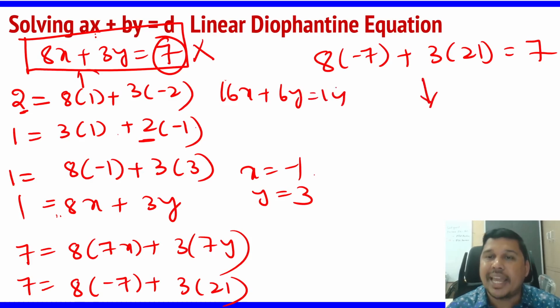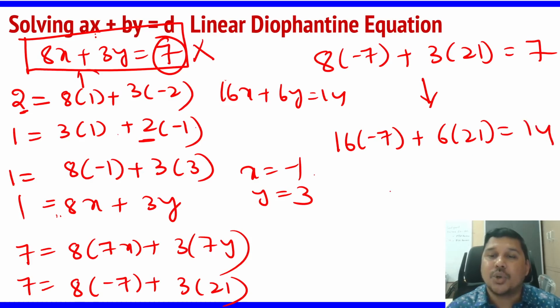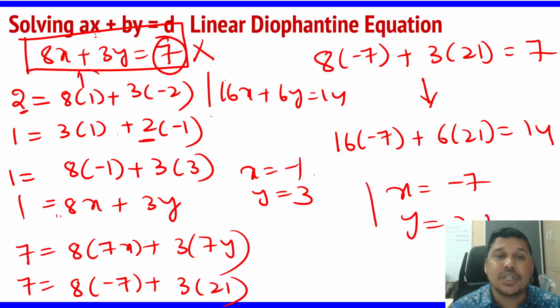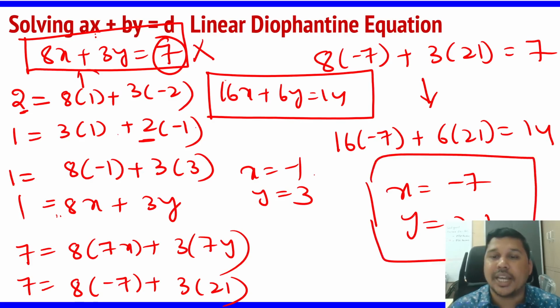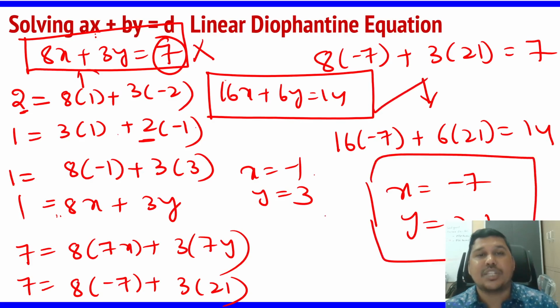Now you multiply this again with 2. So this becomes 16 into minus 7 plus 6 into 21 is equal to 14. So here the x value is minus 7, the y value is 21. For the equation 16x plus 6y equal to 14, this is the solution. You can substitute here and see that it satisfies the equation.